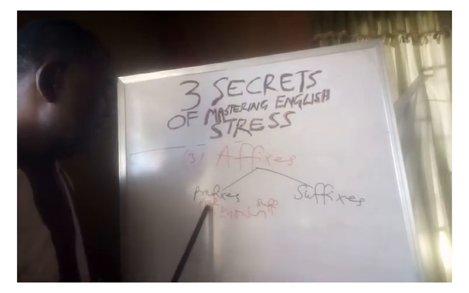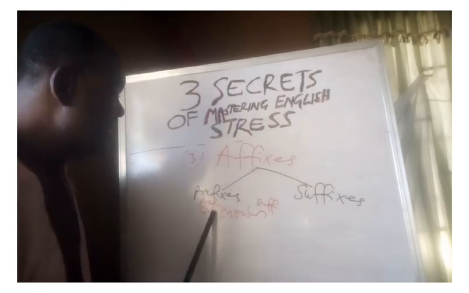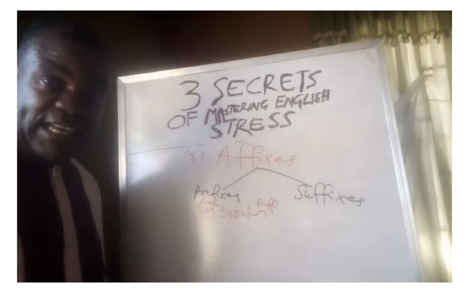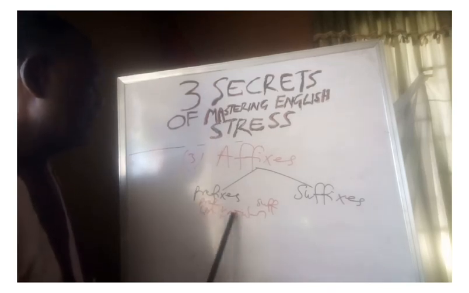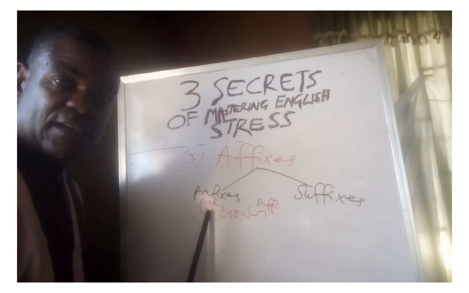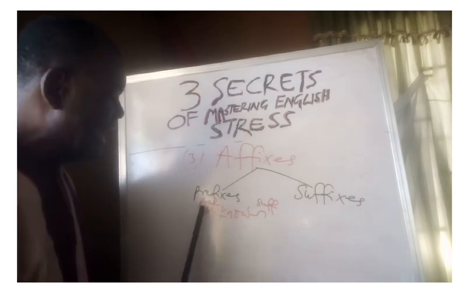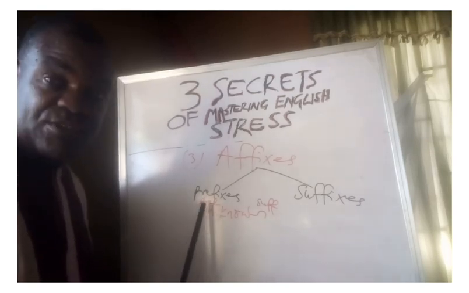And in stress placement, prefixes are almost always unstressed. So that's the way it is. So when we have "unknown", this "un" is unstressed. You see, so that's how prefixes also affect stress.